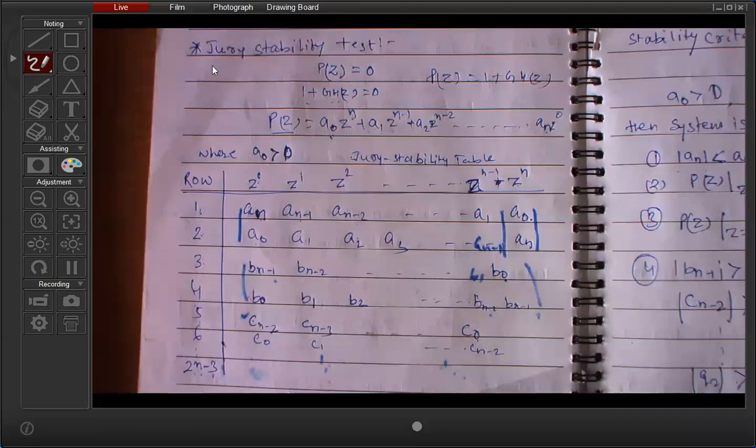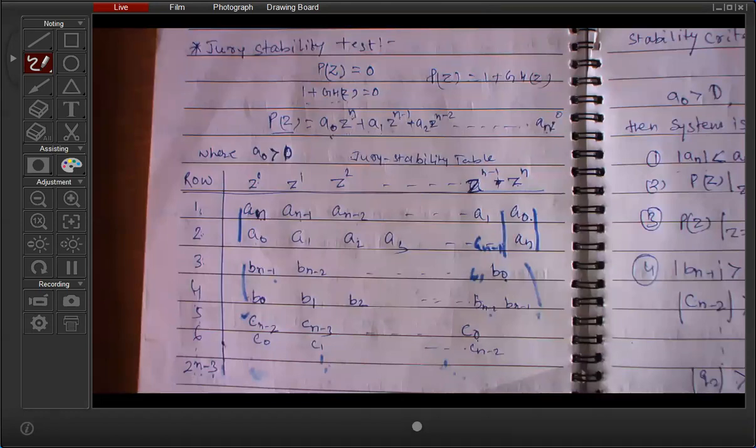In the last class, I discussed the Jury stability test that is used to find whether a discrete time control system is stable or unstable. If you compare it with the Routh-Hurwitz stability test of any continuous system, it is just similar to the Routh-Hurwitz stability test of a continuous system.